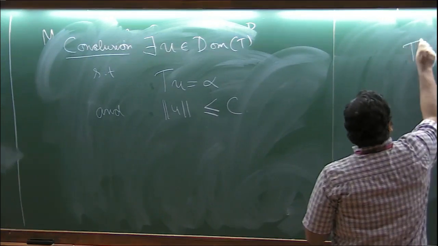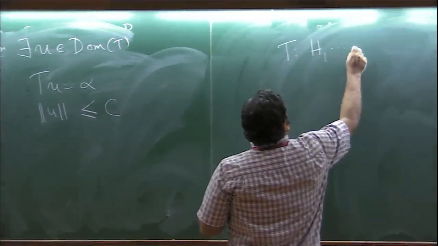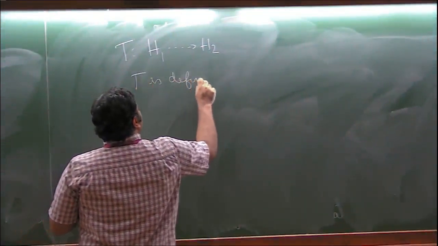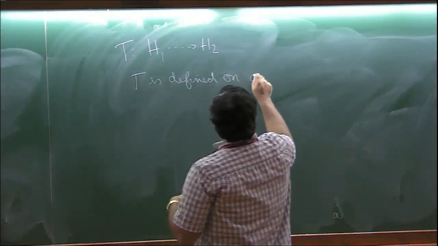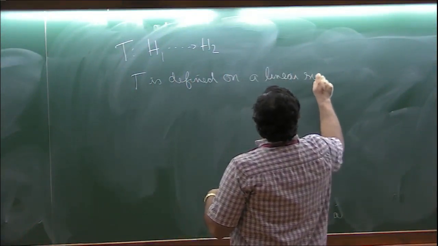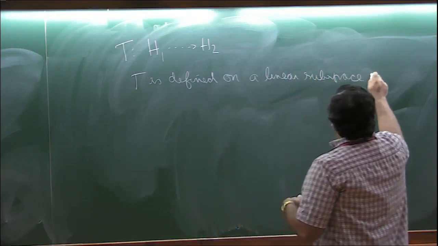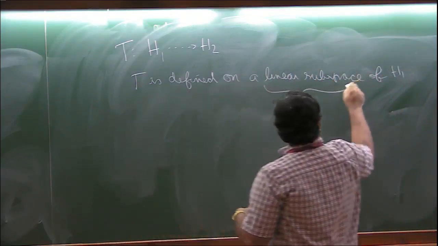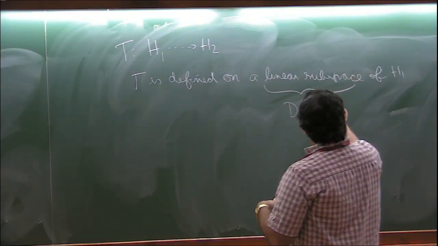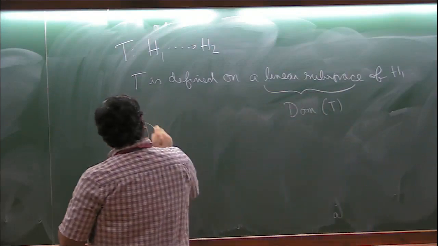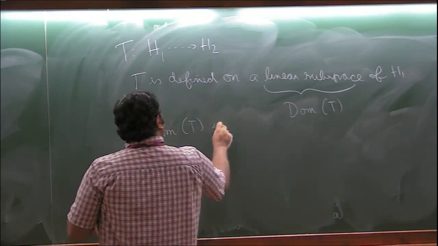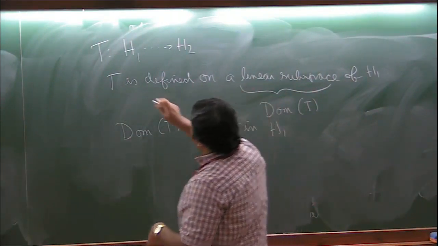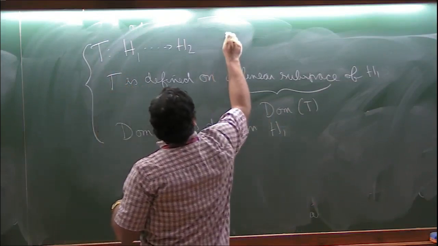So suppose now T is an operator. These dots mean that T is defined on a linear subspace of H1, and this linear subspace is called the domain of the operator T, domain T, and this domain T is dense in H1. So that is what it means to be densely defined.